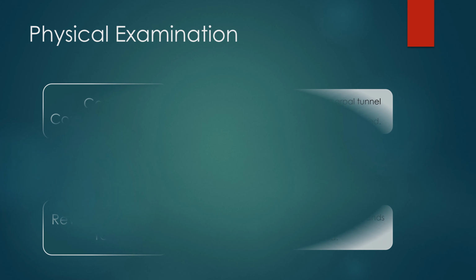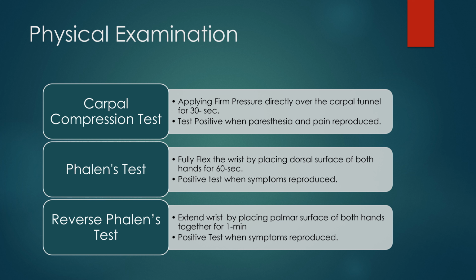Physical examination includes the carpal compression test. For the carpal compression test, apply firm pressure directly over the carpal tunnel for 30 seconds. The test is positive when paresthesias and pain reproduce.